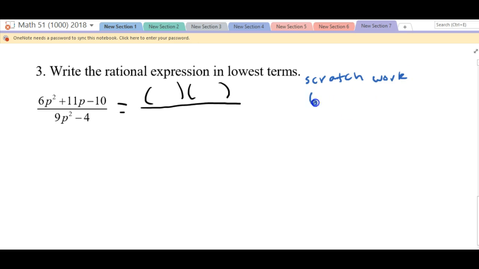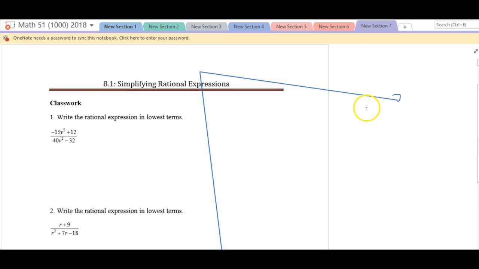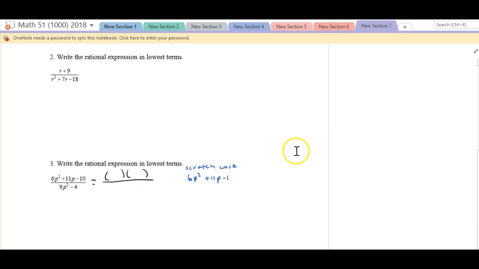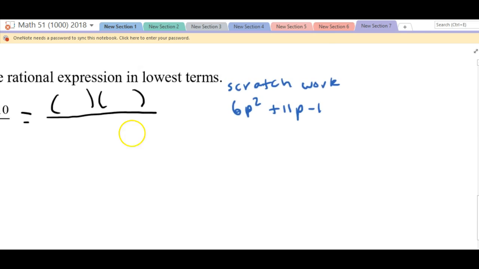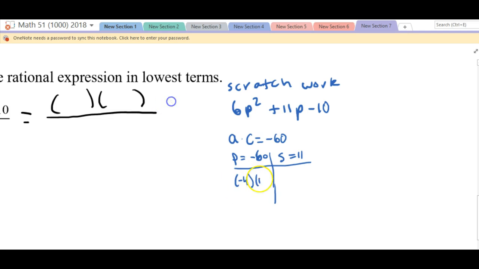So if I'm trying to factor 6p squared plus 11p minus 10, what is A times C for that? Negatives, did I miss, it's a 10? Yeah. Okay, negative 60. All right, now I want the product to be negative 60 and the sum to be 11. Do we know what those numbers are? Okay. Good.